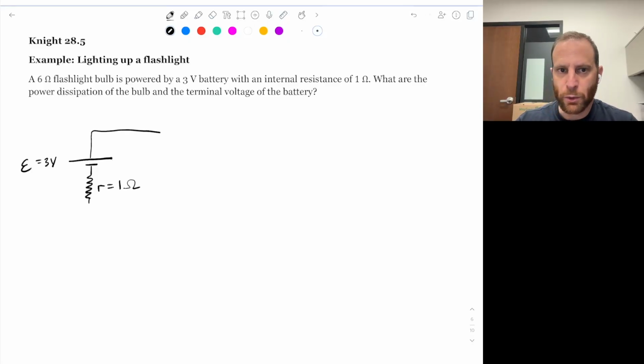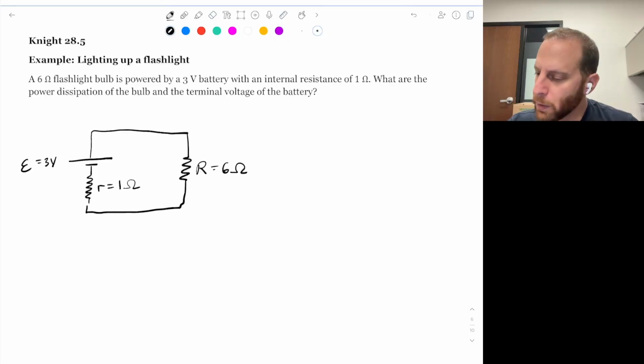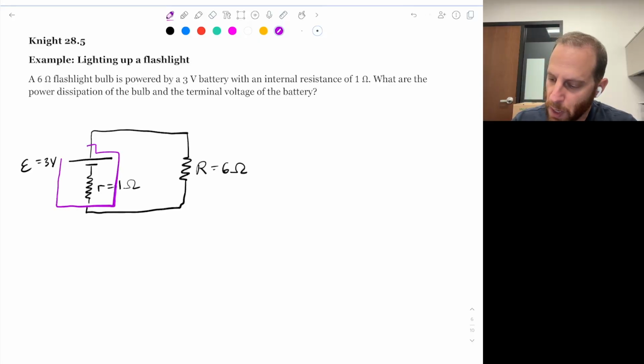And then it's connected to a flashlight bulb, which I'll just represent as another resistor, R, which is 6 ohms. And just to be clear, the battery, I'll draw it in purple here. From the outside, you don't really see what's going on, but basically there's a power source, an EMF on the inside, and some internal resistance.